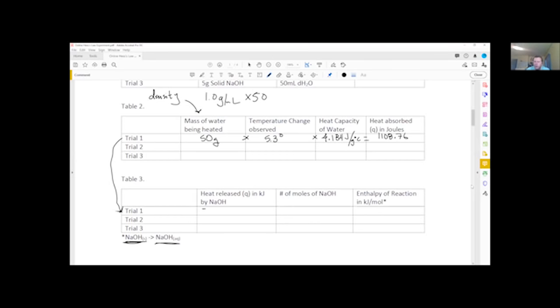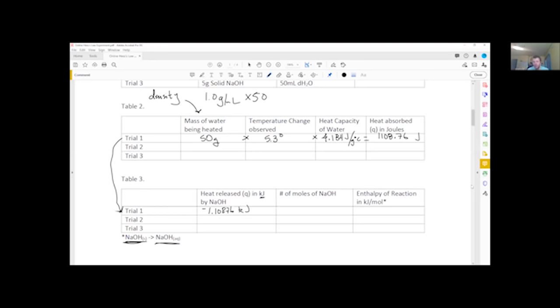Now, in our previous table, we had 1108.76 joules. Now we're talking about it in kilojoules. If you have 1,000 joules, that's the same as 1 kilojoule. So I've already put my negative sign here, but I'm going to convert this pretty much on the fly to negative 1.10876 kilojoules. That was a pretty simple conversion.